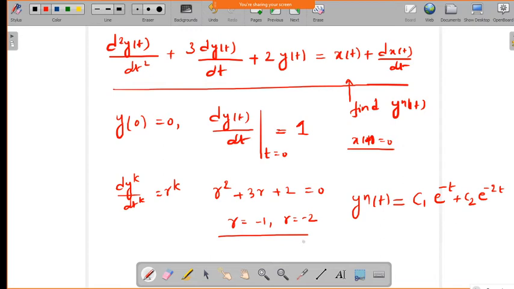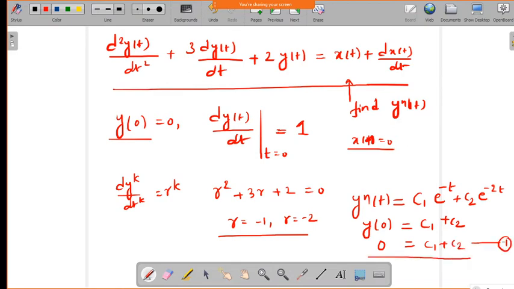Okay, so now use the initial conditions. Put t equal to 0, you will get y of 0, which is nothing but 0, which is equal to C1 plus C2. You are getting one equation here, equation 1. Now you differentiate this natural response with respect to t.